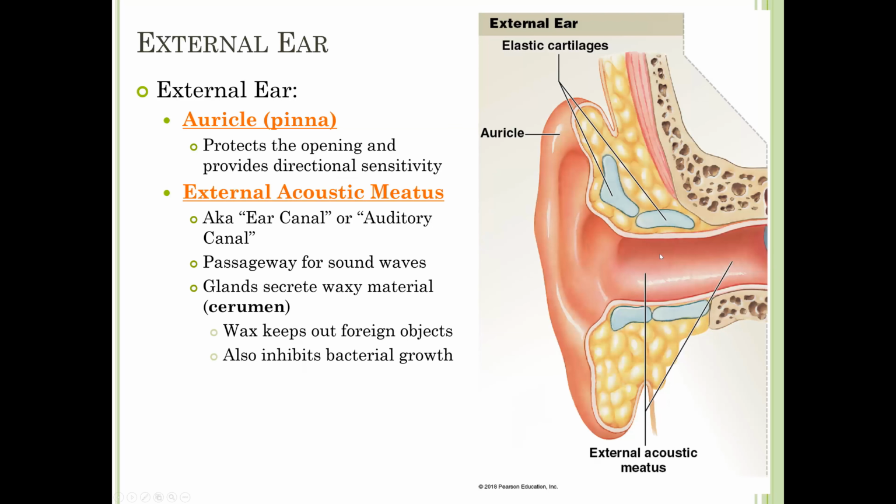There are glands called ceruminous glands within the external acoustic meatus, and they secrete a waxy material called cerumen, which is more commonly called just earwax. This wax helps to keep out foreign objects, including small insects, and it also inhibits bacterial growth.